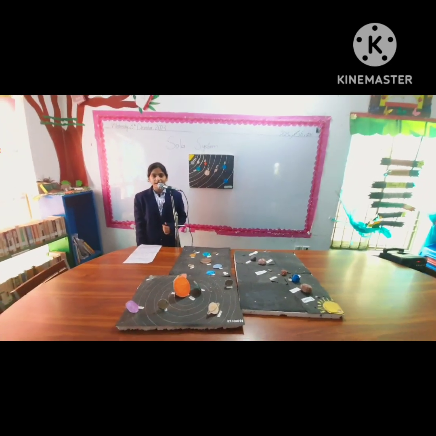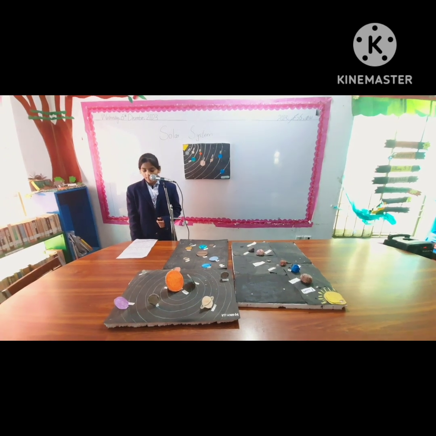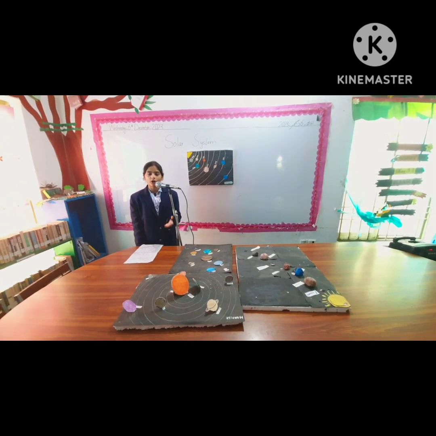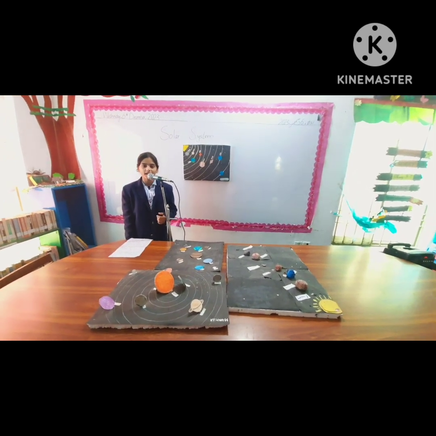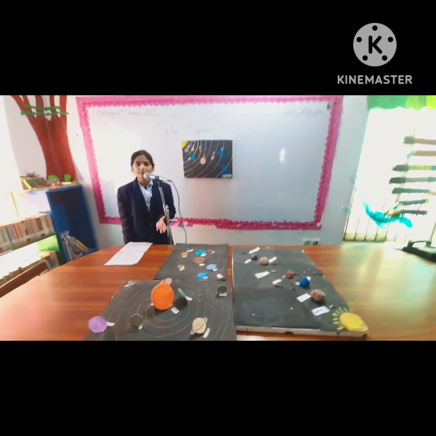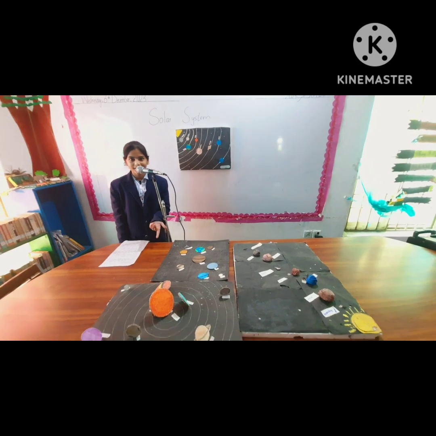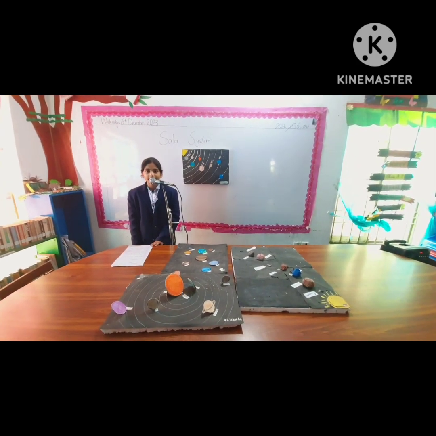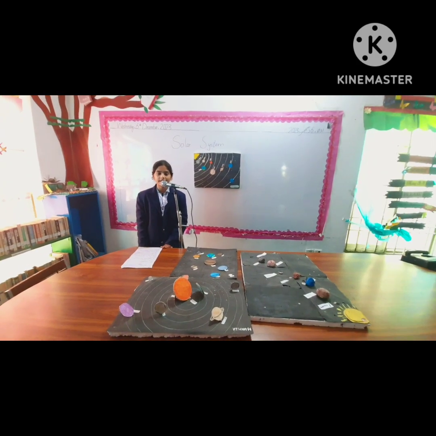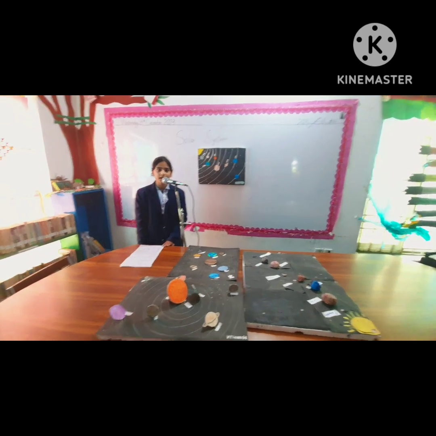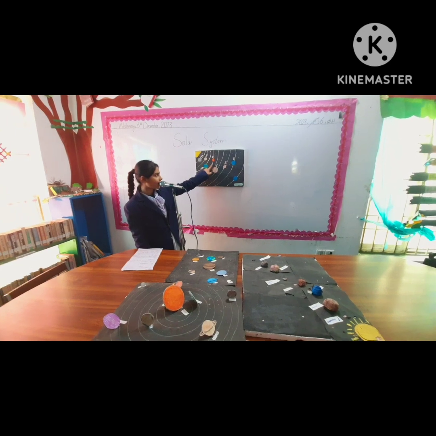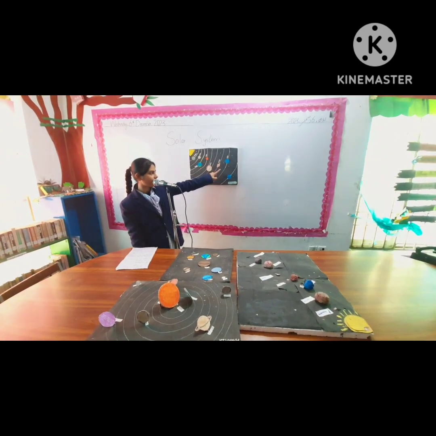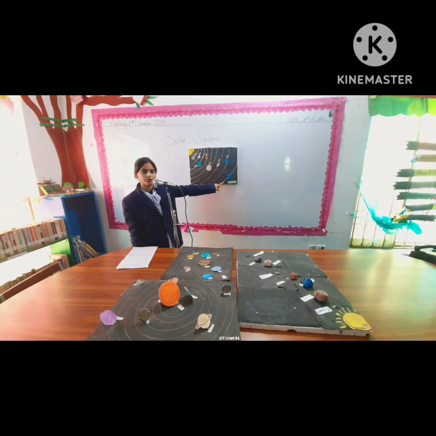Today my presentation is on the solar system. The solar system is the gravitationally bound system of the Sun and the objects that orbit it. The solar system consists of planets, stars, the Sun, and more. There were 9 planets, but now we have 8 planets. Pluto is excluded. Mercury, Venus, Earth, Mars, Jupiter, Saturn, Uranus, and Neptune.